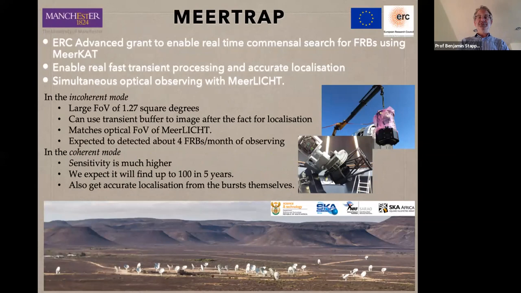for us to be able to find fast radio bursts. And one of the beautiful things about our project is that we also have the ability to localize the fast radio bursts without them needing to repeat. So something that the ASKAP telescope is also able to do.